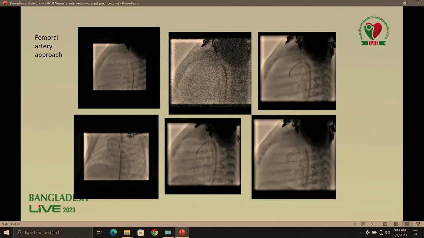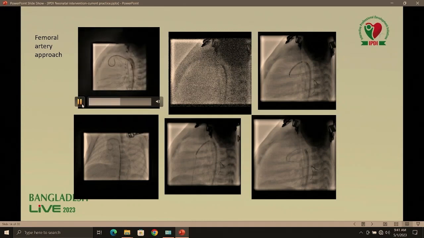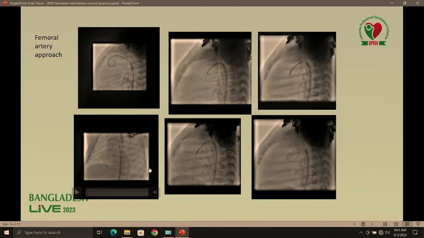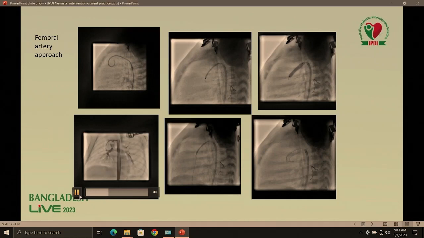Most of the cases we do under general anesthesia, and after taking the femoral arterial access, we do an angiogram, and after checking the angiogram, we plan which approach we will take. Here you can see the femoral arterial approach. We have done ductal stenting in the intermediate kind of duct, and sometimes it is also possible with this kind of vertical duct as well.